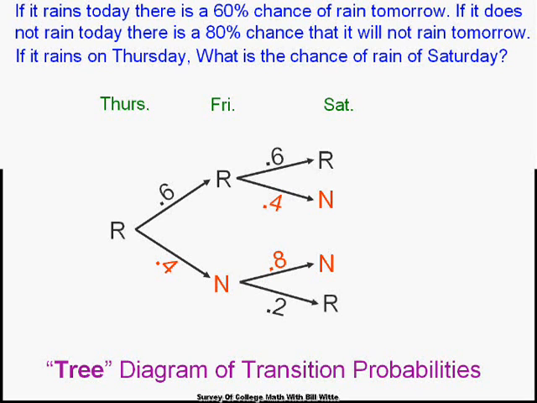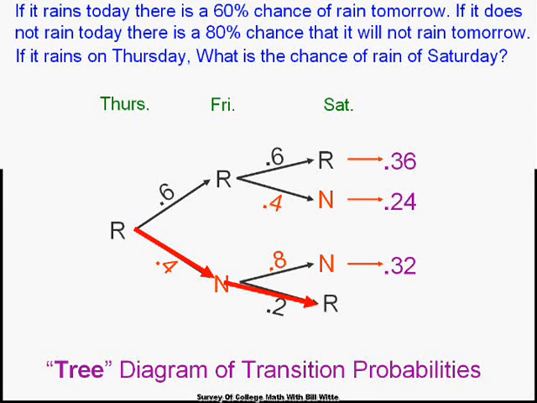If it rains on Thursday, what is the chance of rain on Saturday? Well, let's look at all the probabilities using the multiplication principle. If I go from rain to rain to rain, what's the probability that that's going to happen? Well, that's 0.6 times 0.6, or 0.36 for the whole chain. If I go from rain to rain to no rain, that's 0.6 times 0.4, or 0.24, that sequence or chain will occur exactly in that way. Now let's go from rain to no rain to no rain, and that'll be 0.4 times 0.8, won't it? Or 0.32.